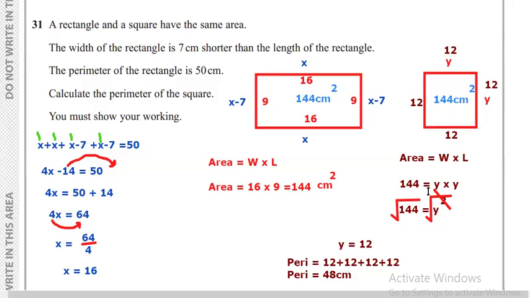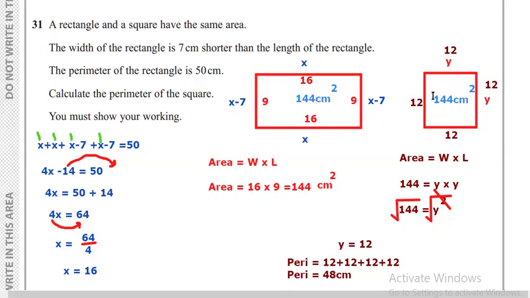So to sum up the question again, first thing, we know that the areas are the same. And then they told us that the width is 7 centimeters shorter than the length. So we said that the length is x, so the width will be x minus 7. And then they told us that the perimeter of this rectangle is 50. So we made an equation by adding all of these. And then we found the value of x. And then we came back to the perimeter and we found the lengths of each line. And then we used it to find the area by multiplying width by length.